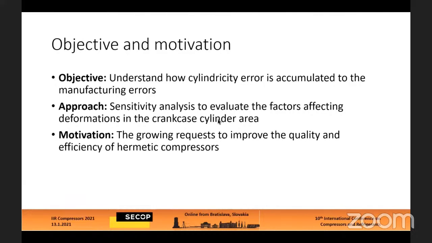And the motivation is basically the growing request for improved quality and efficiency of hermetic compressors, and to achieve feasible designs in a shorter time, in a more efficient way, in a more automated way.